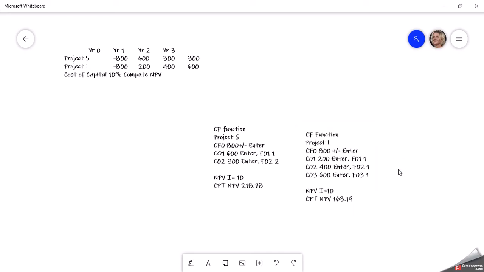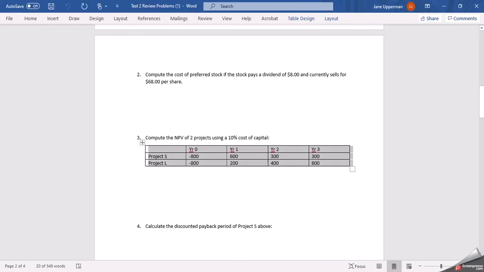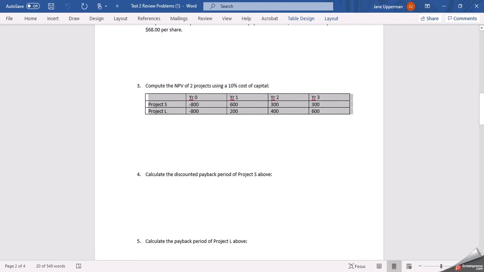And if we had to choose between these two ones, say if it asked, if these are mutually exclusive projects, you're going to pick the one with the highest net present value. So that would be the project S. Okay, so that is that. Okay, then we have more to do with this though.